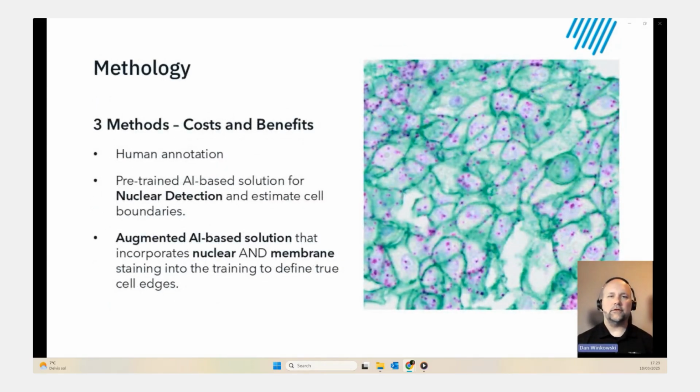Now, we worked with Molecular Instruments team on a project in which we applied the currently available analysis methods for RNA dot detection to their images and compared the results. And here's an overview of what those methods that we used were.